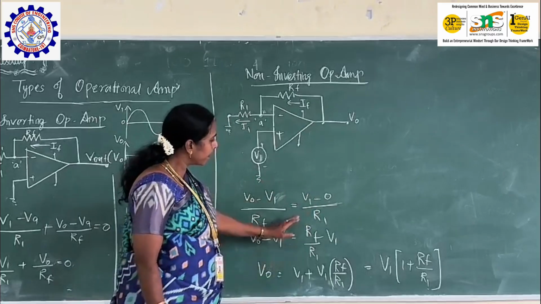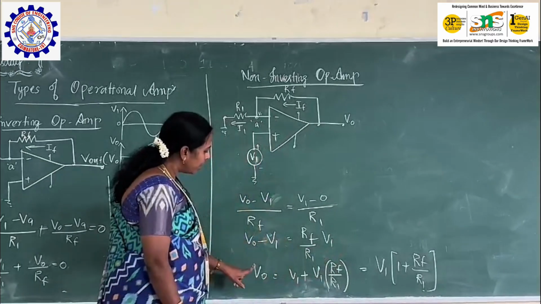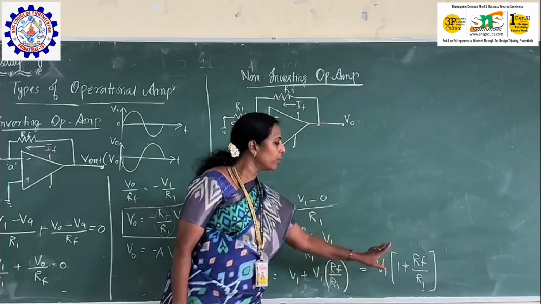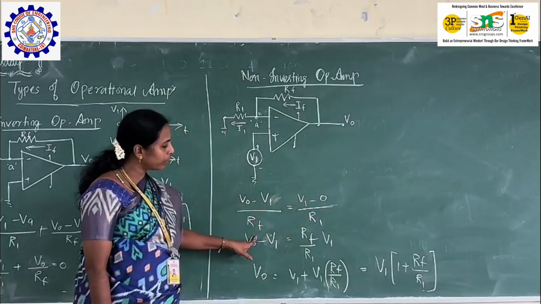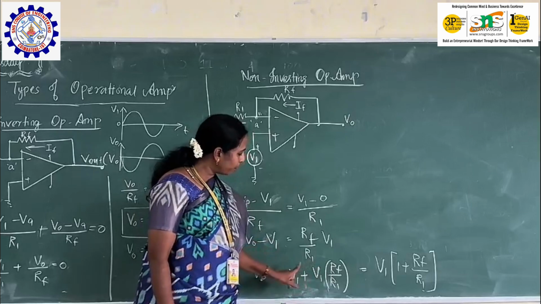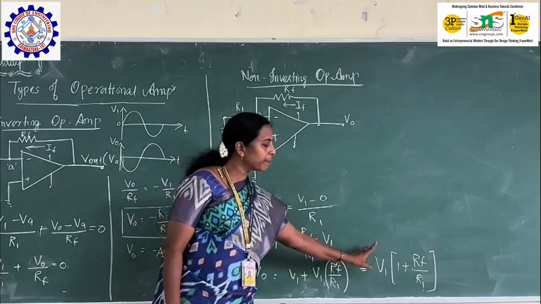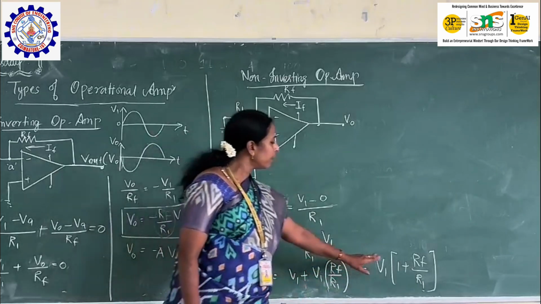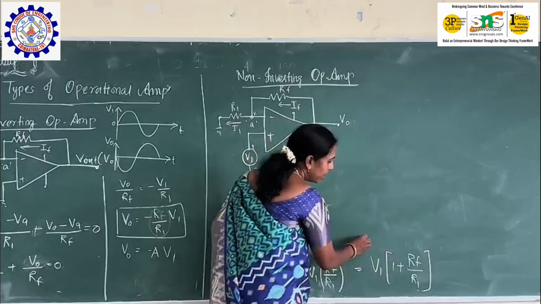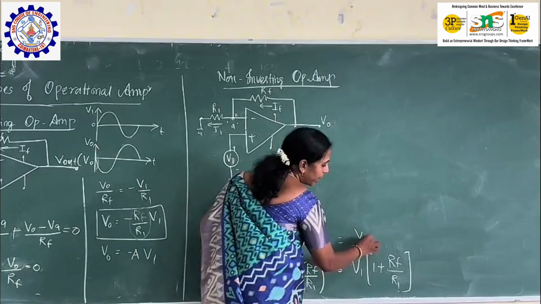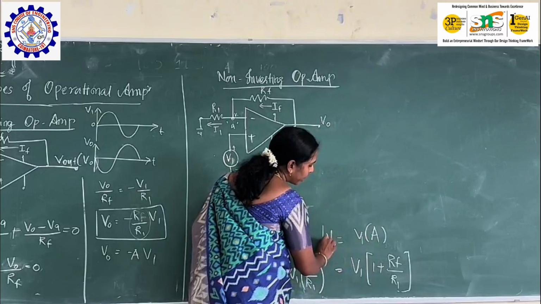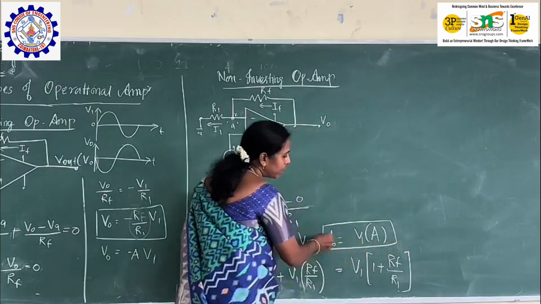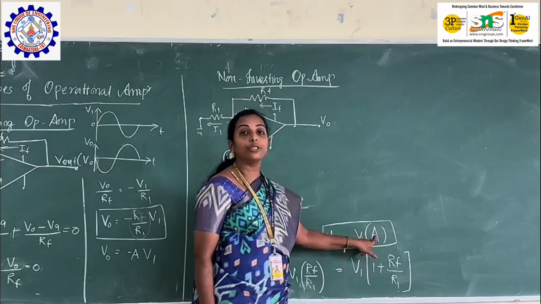Simplifying this, we find the relation V0 is equal to V1 into 1 plus RF by R1. We just substitute the values, separate V1 to this side, and take the common terms. This is V1 into the gain. So V0, the output voltage for a non-inverting amplifier, is the input voltage into the gain.